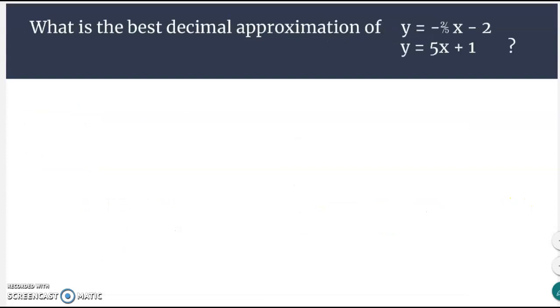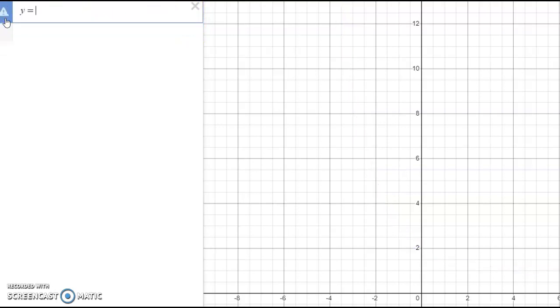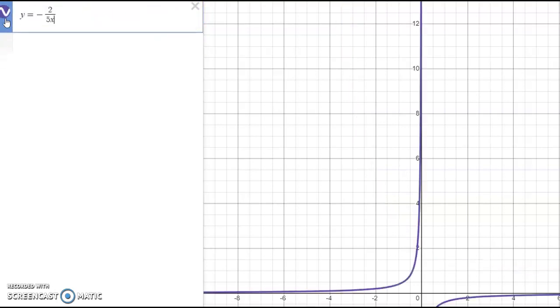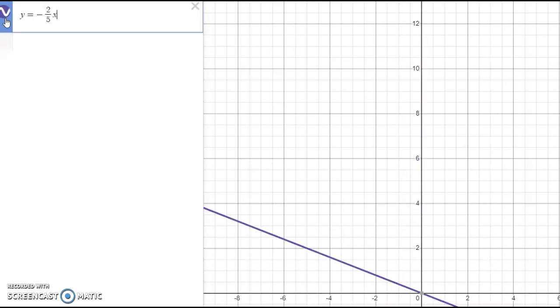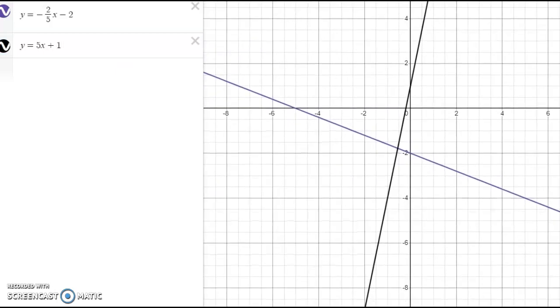All right, let's try another one here. Best decimal approximation for y equals -2/5 x minus 2 and y equals 5x plus 1. We're going to put that on there. Let's exit out our values here. Y equals -2/5 x, and you got to be careful how you type it in. I'm going to arrow over, say minus 2. There's our line. You see it down there at the bottom. Let's get that other one. Y equals 5x plus 1. Do we see that intersection? No. I'm going to move it up here so we can. There we go.